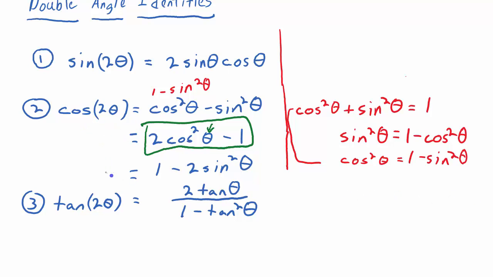Oh, and by the way, there's a joke that goes with these double angle identities. It goes like this: why can't you trust the sine and cosine functions? Because they have double identities. Yeah, I know, it's a lame joke, but it's all I got.